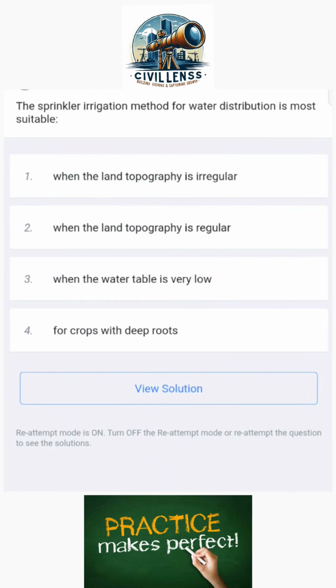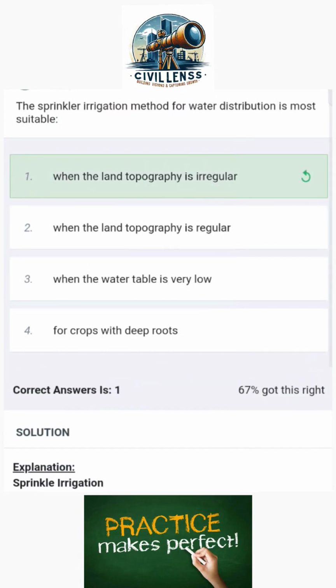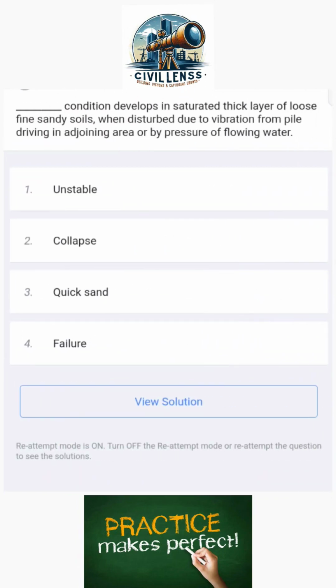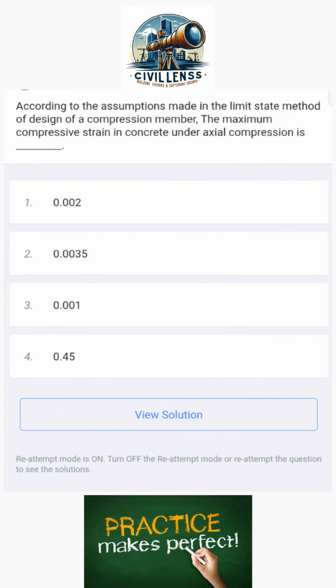The sprinkler irrigation method of distribution is most suitable when the land topography is irregular. The condition that develops in saturated, thick layer, loose, fine sandy soil when disturbed due to vibration from pile driving in the adjoining area or by pressure of flowing water. It is quicksand. According to the assumptions made in the limit state method of design of compression members, the maximum compressive strain in concrete under axial compression is 0.002.